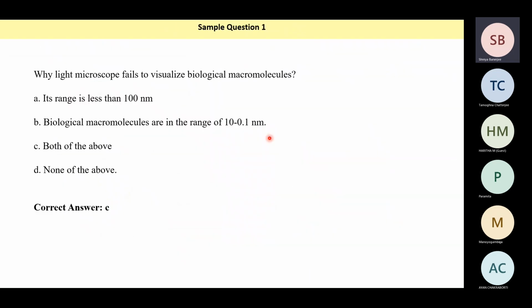So coming back to the question, it is both A and B. So the range of the light microscope is less than 100 nanomolar, and the biological macromolecules are in the range 10 to 0.1 nanomolar. So the correct answer is actually both of the above, A and B.